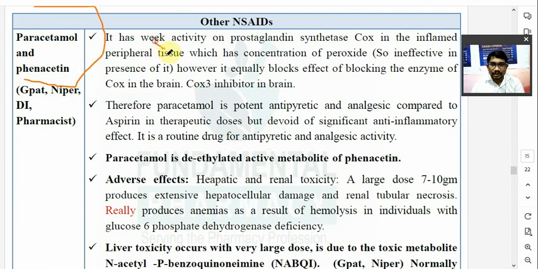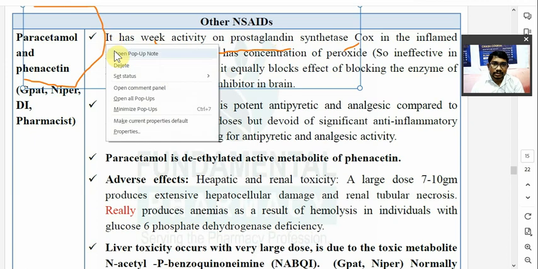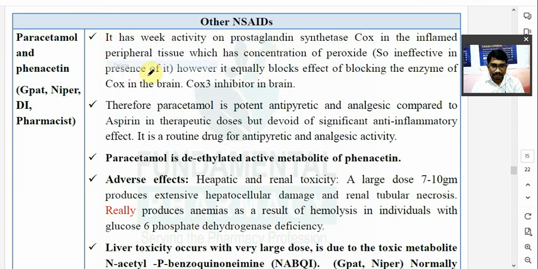It has a weak action on prostaglandin synthesis, that's COX. So in the inflammatory tissue, it has a weak anti-inflammatory action. Mostly it's an analgesic and antipyretic. So in the inflammation, what happens? There is an increased concentration of peroxides.